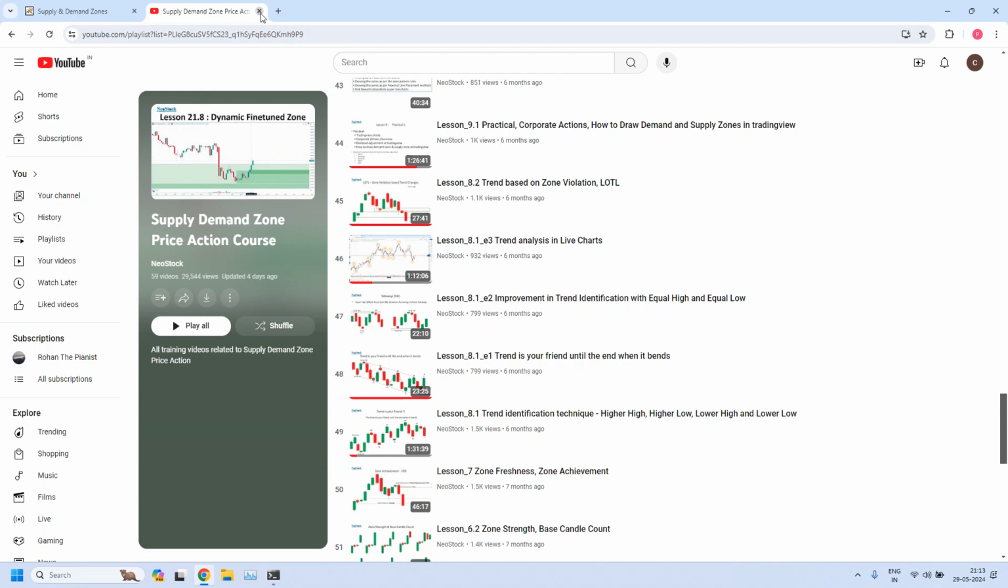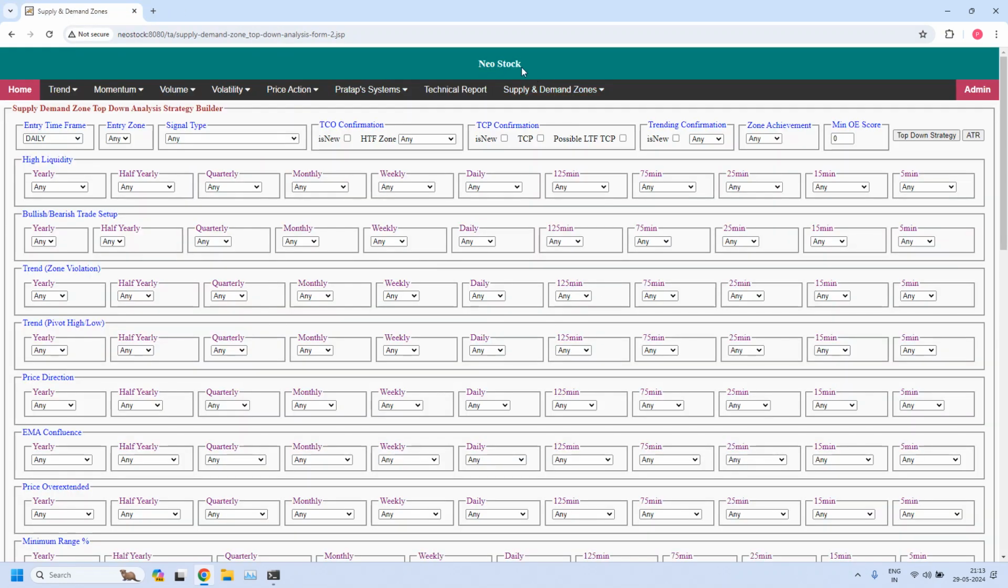Now let's get into the report generation with the help of NeoStock software supply demand zone top-down analysis strategy builder. The first report we are going to generate is bullish trade setup for monthly income trade. In monthly income trade, entry time frame is daily. But entry zone for a bullish trade setup should be demand zone. So we selected daily demand zone. And also a filter, bullish or bearish trade setup. This is the algorithm that will be executed based on this parameter.